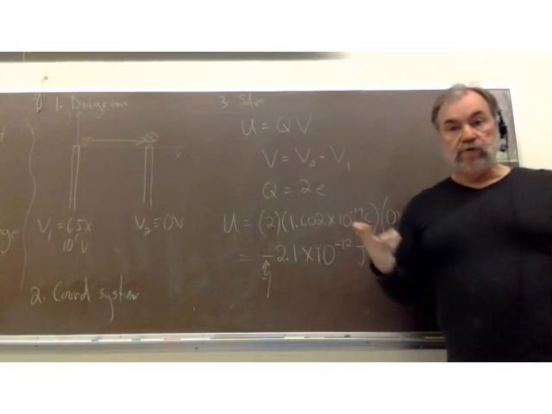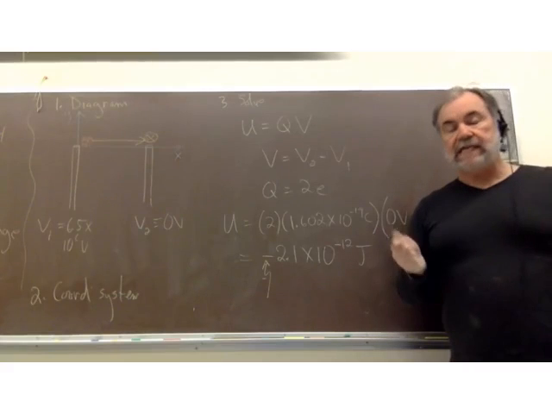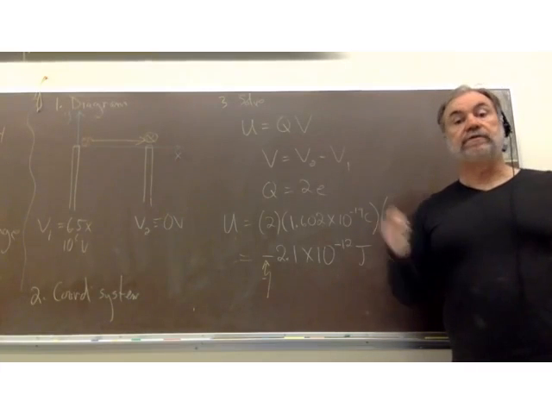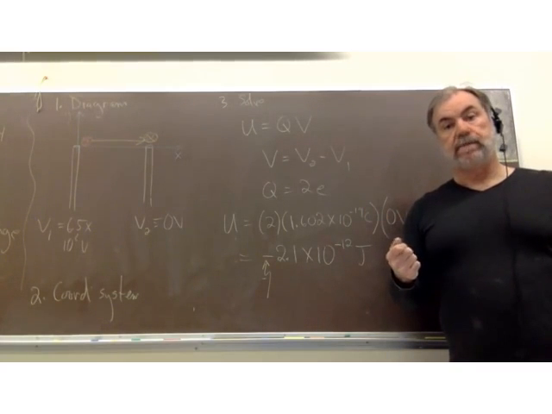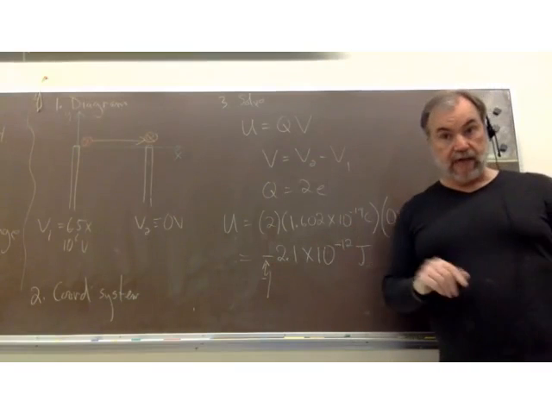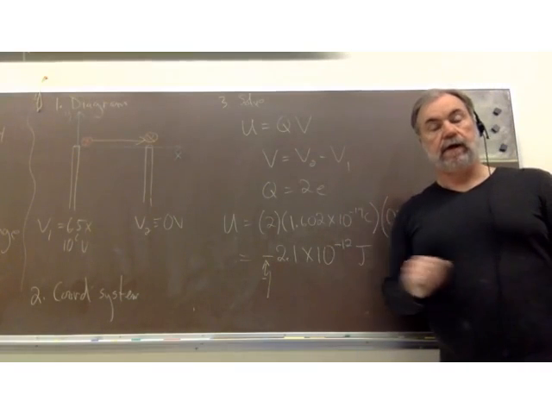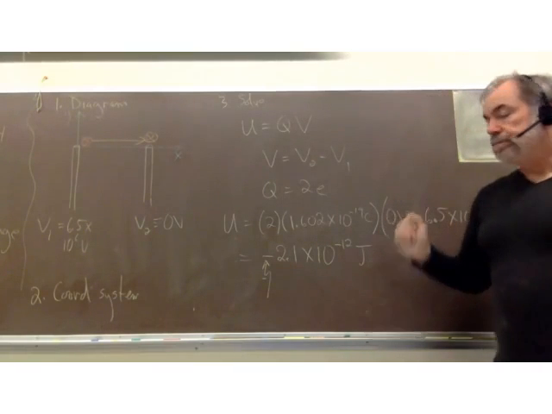So the way you do it is you ask yourself the question before you start plugging in numbers: do I think that the particle is going to gain energy or lose energy in this process? Figure out the answer to that, and then the sign of your answer had better match your decision. So that's how that works. Cool.